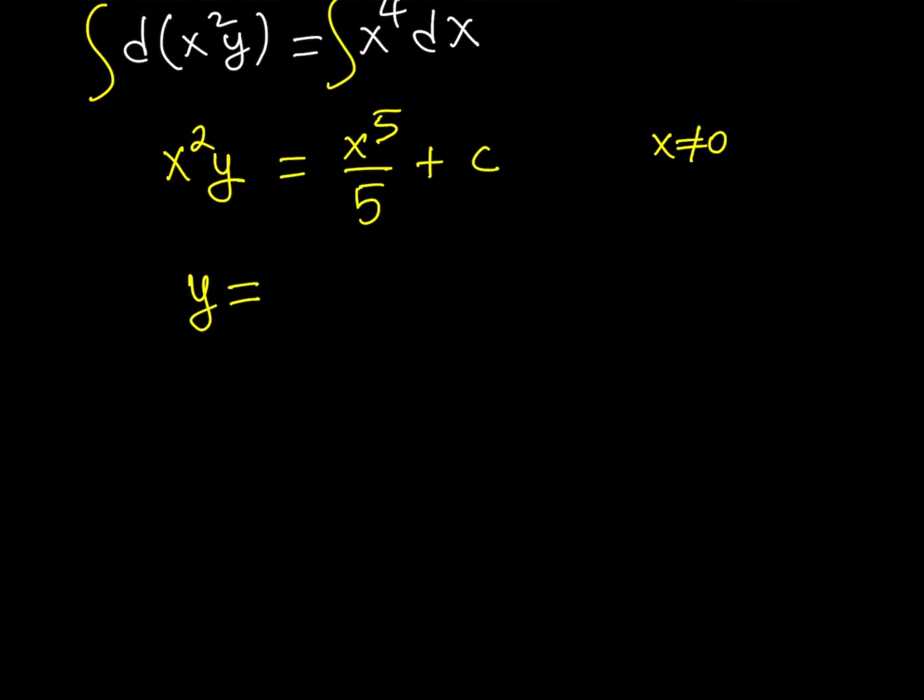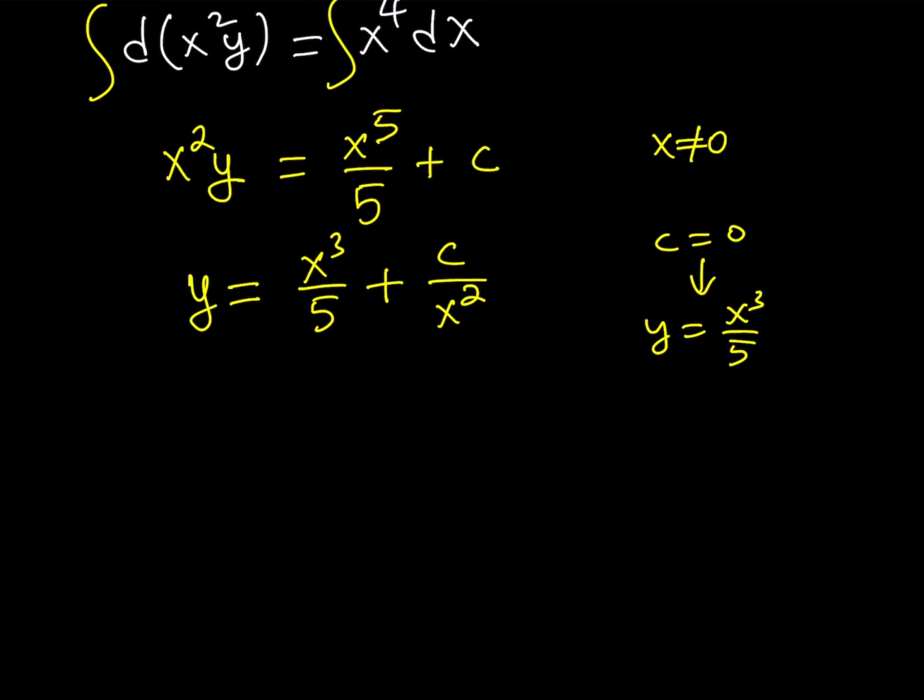So from here we get y equals, if you divide x to the 5th by x squared, you're going to get x to the 3rd power divided by 5, plus if you divide c by x squared, you're going to get c over x squared. And this is going to give you the function, and since we have a constant, this is it. So obviously you can replace c with anything you want, including 0. If c is equal to 0, for example, from here you're going to get y equals x cubed over 5.